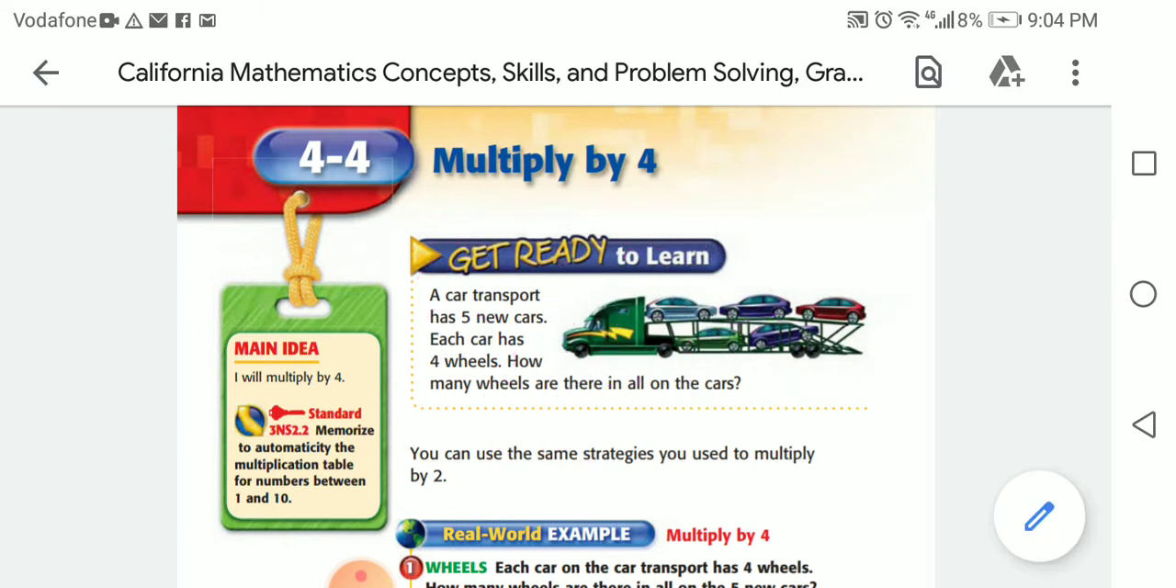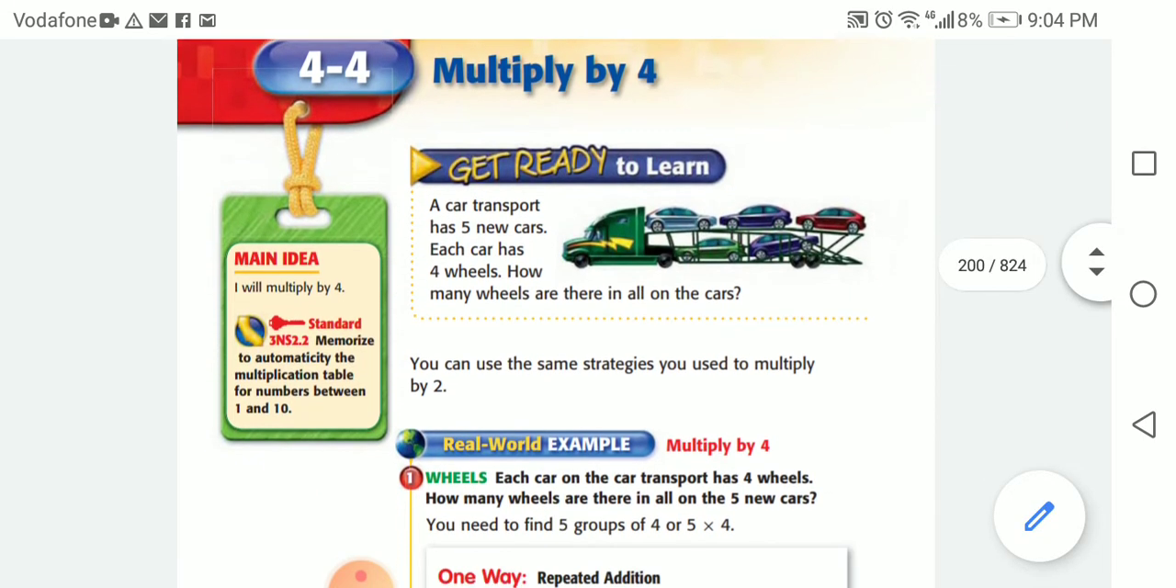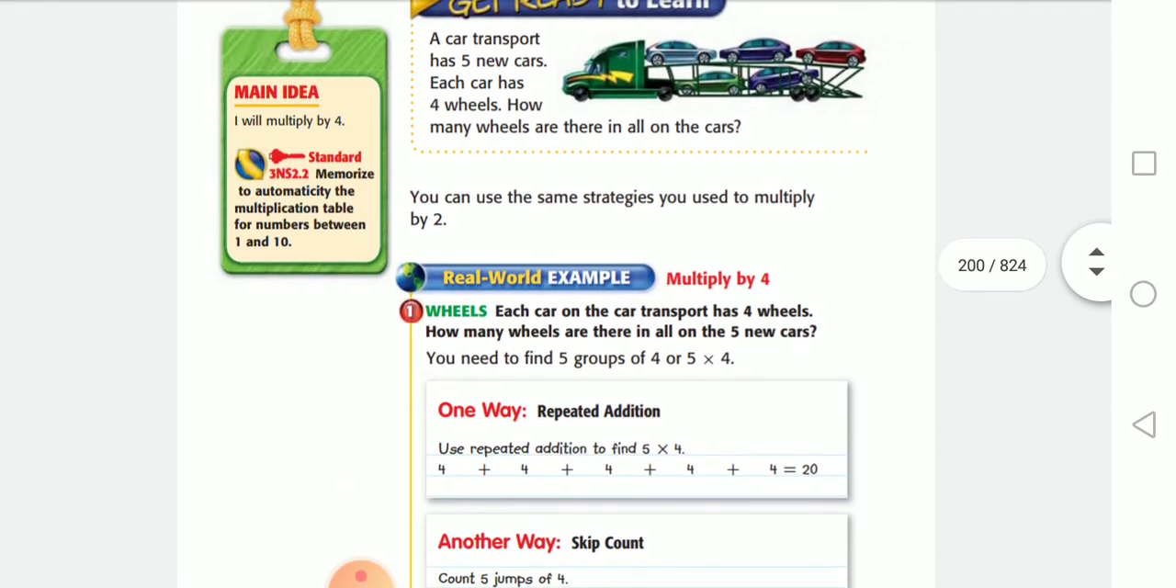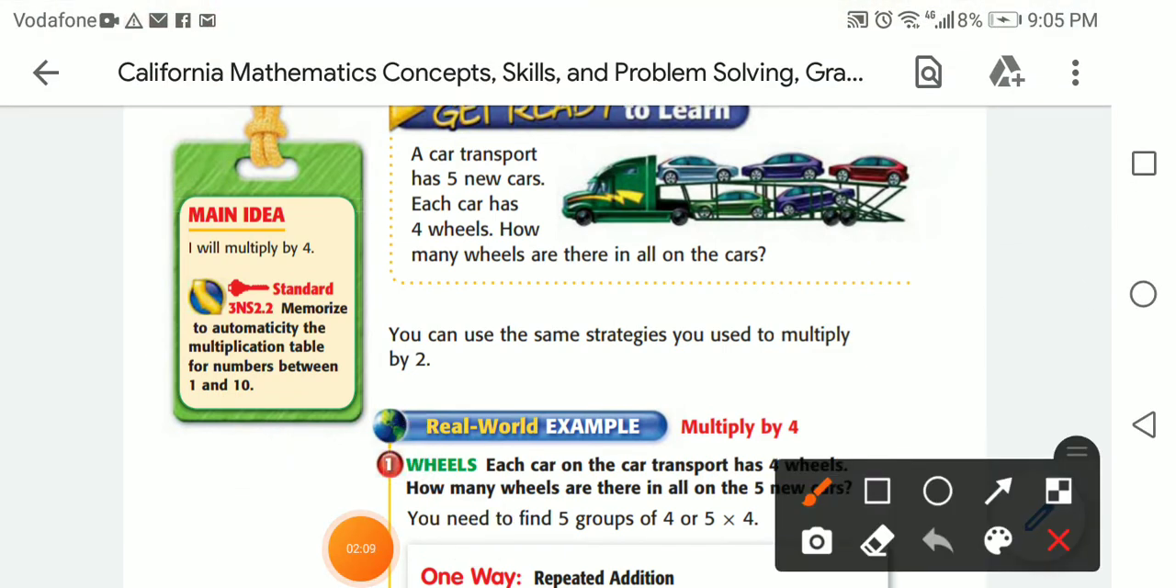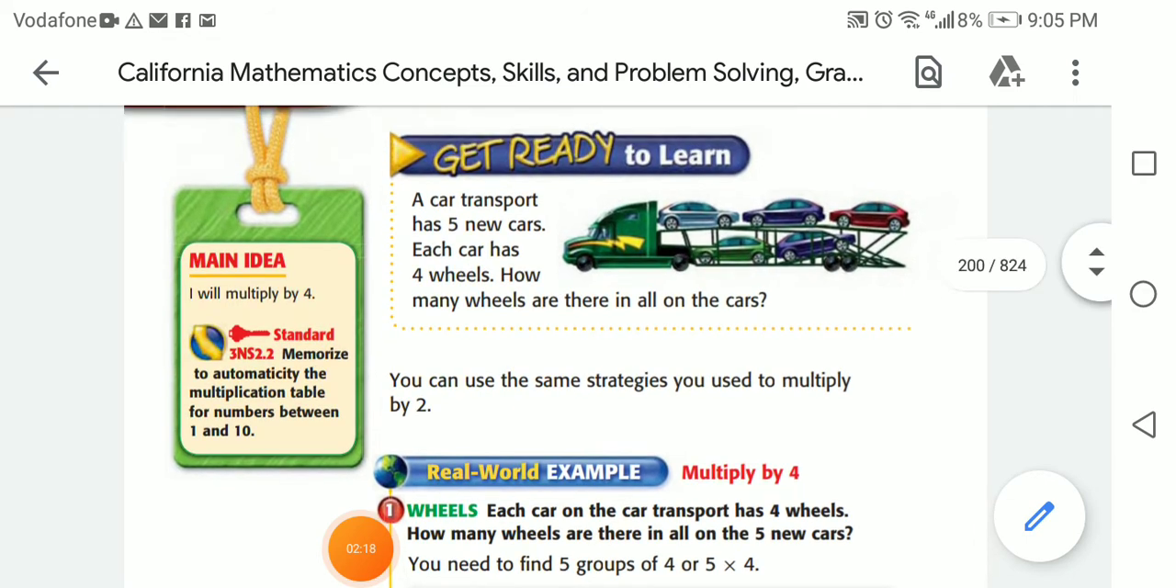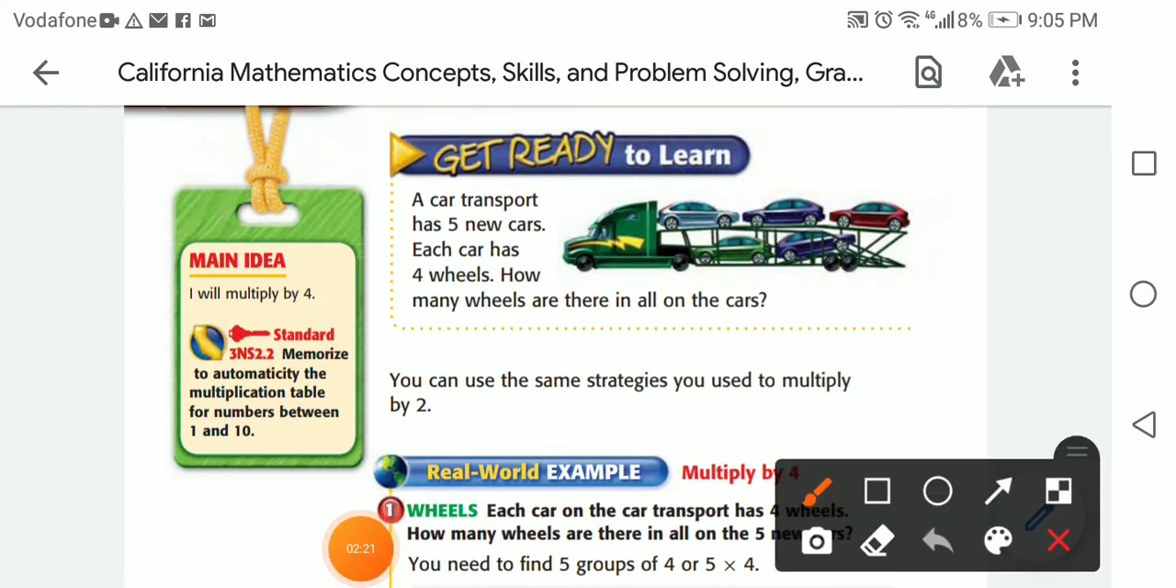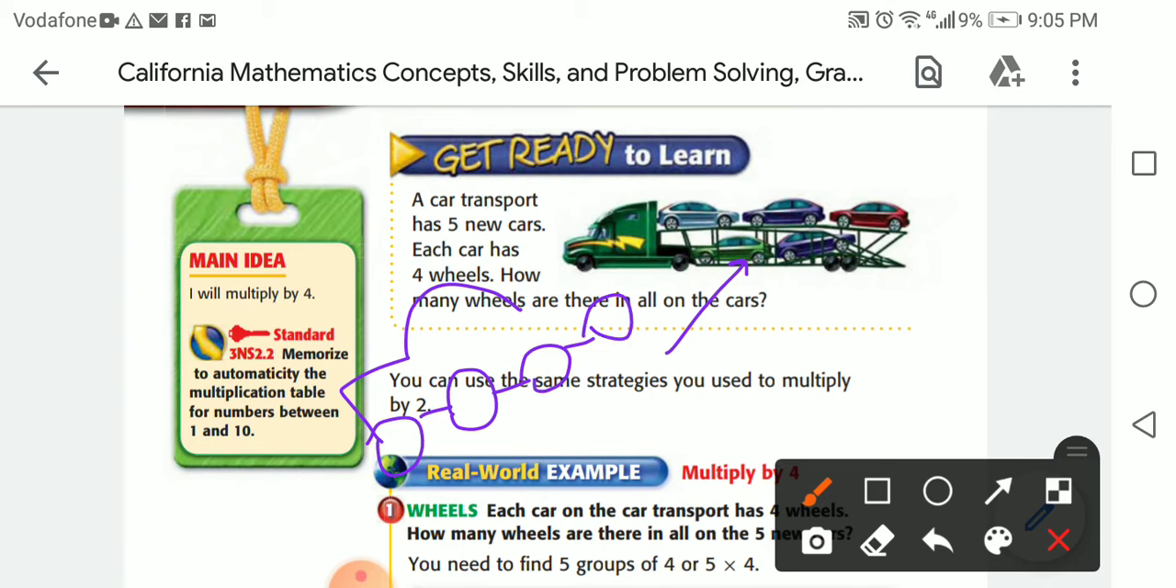So today we're gonna talk about how to multiply by 4. Let's see together. If I have here a car transport, how many cars? 1, 2, 3, 4, 5 cars. Each car has how many wheels? We have 4 wheels in the car. If we draw a very funny car like this, we have here a 4. We have 4 wheels in just one car.